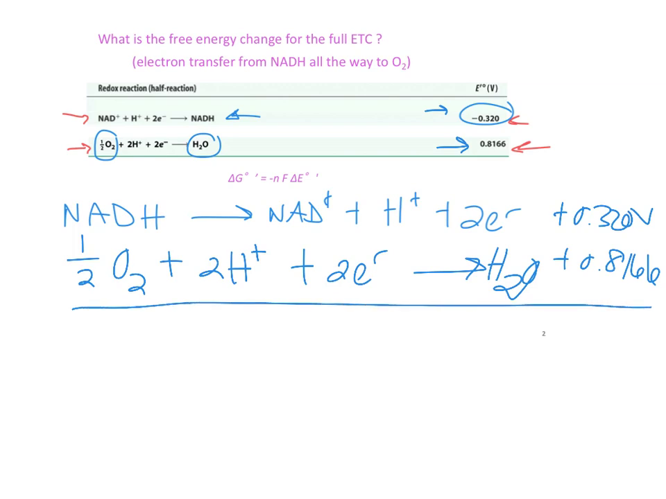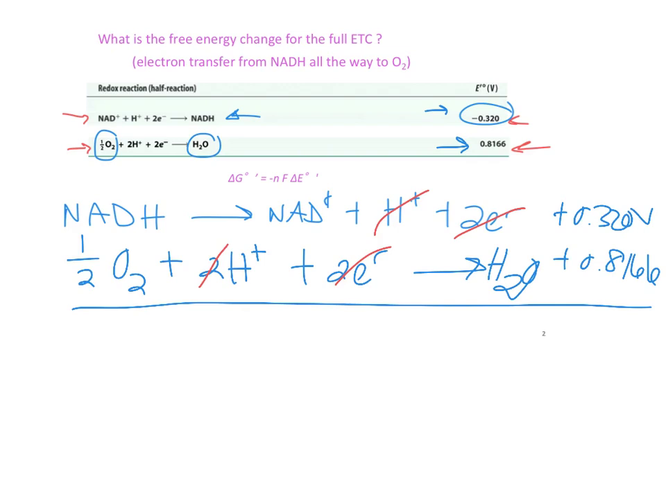Okay, so we're going to add these half reactions together. Before I do that, I'm going to cancel out anything that's the same on both sides. So those 2 electrons cancel out those 2 electrons. They're on opposite sides of the equation. I've got 2 protons here and 1 proton there, so I'm going to cut that one out. And then I think everything else looks okay.